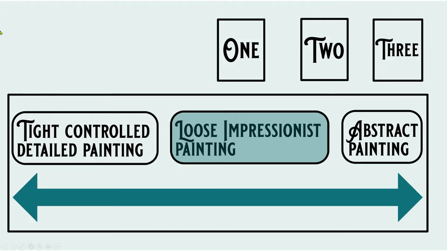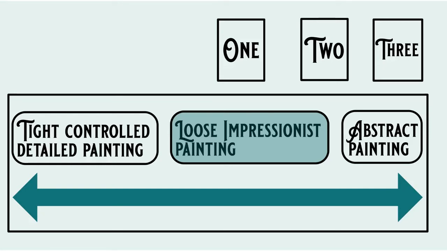So if you imagine a scale or a spectrum, at the one end we have these very tight, controlled, detailed paintings, and at the other end we have very loose, abstract paintings. And in between is really what I think of then as this sort of loose, impressionist painting style in watercolor.